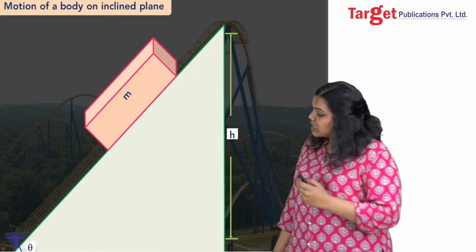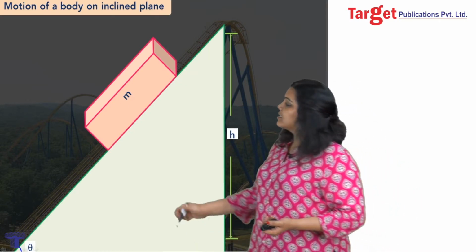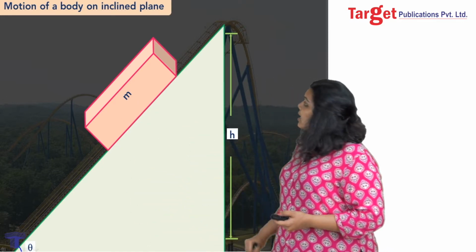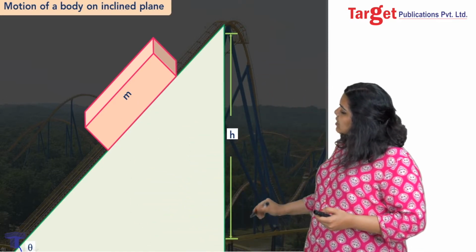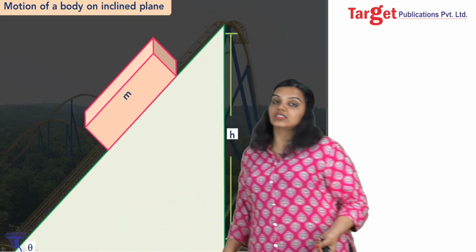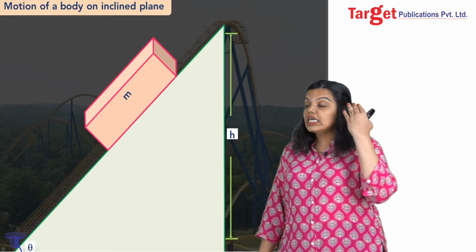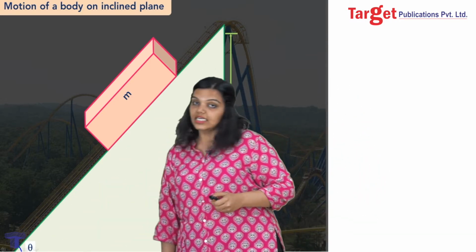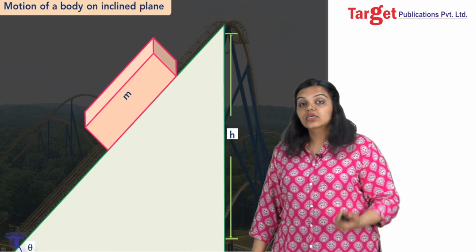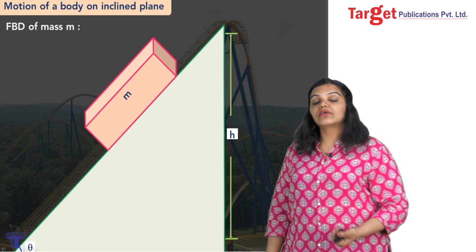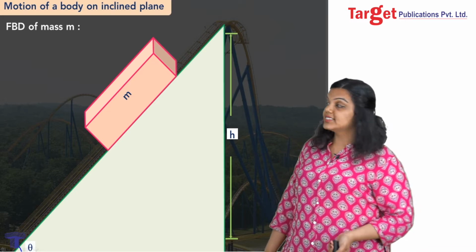And then I look at what are the things that have been given to me. That is, I know that there is a body of mass m placed on an inclined plane. I have been given that the height of this inclined plane is small h, and that the angle of inclination, which is the angle of the inclined plane with the horizontal, is theta. So now let's begin drawing the free body diagram of this mass m, which will help me write down the equations of motion for this system.